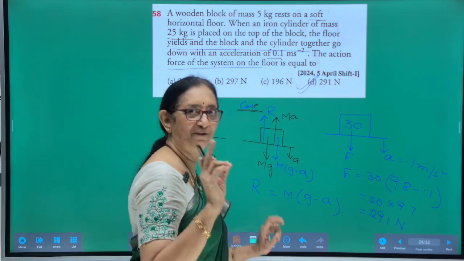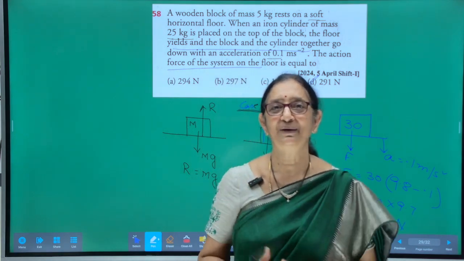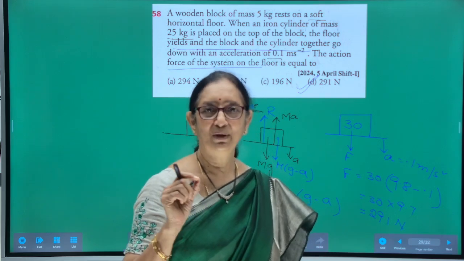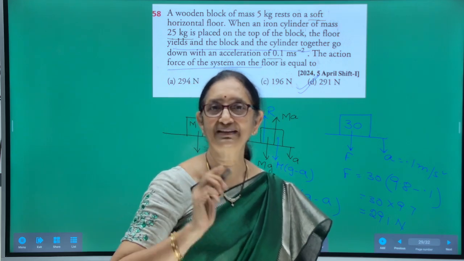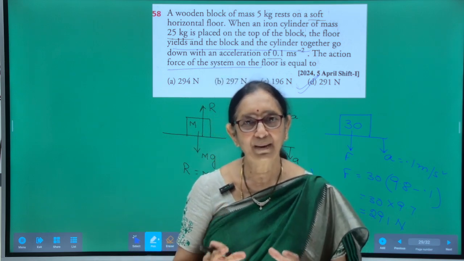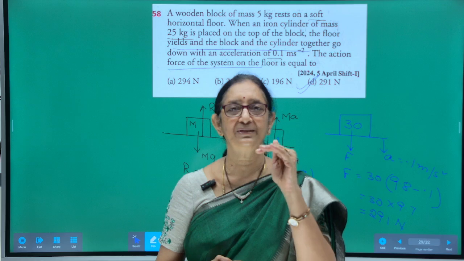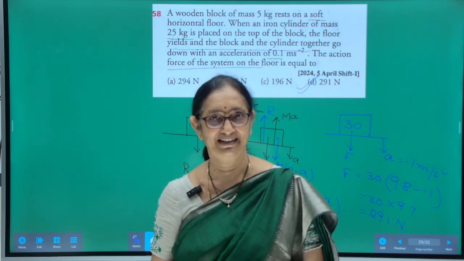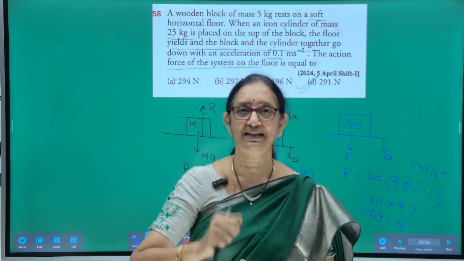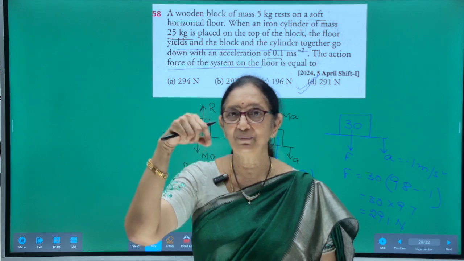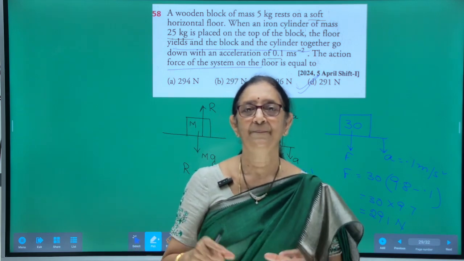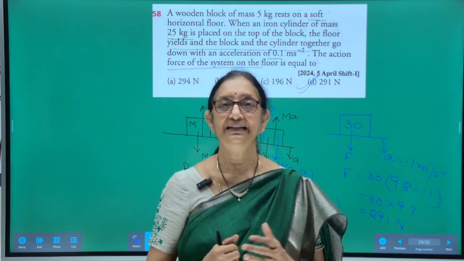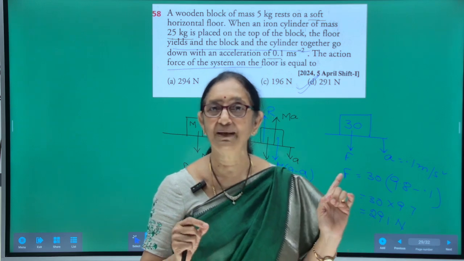Simply, if you go back, apparent weight of a body in an accelerating lift, isn't it? When the lift is moving up with acceleration a, apparent weight, or the force with which the block presses the floor of the lift, is m into g plus a. When the lift is moving down with acceleration a, the force with which the block presses the ground, or its apparent weight, is m into g minus a.